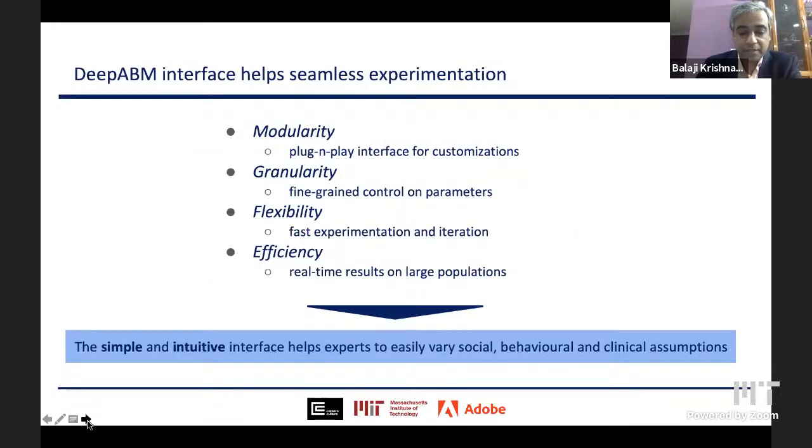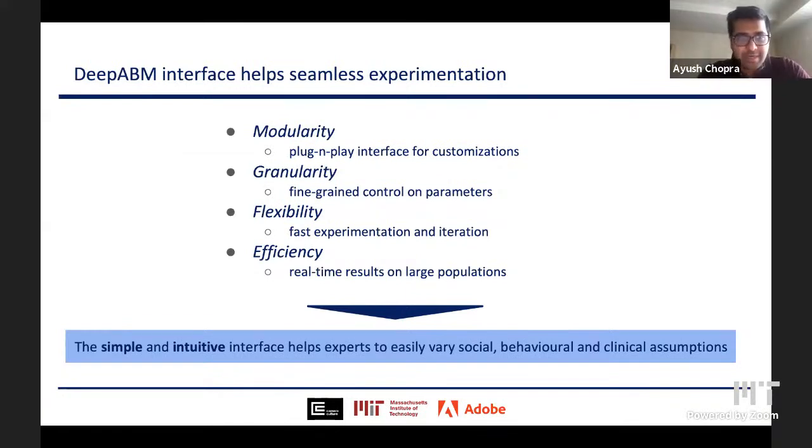Yeah, so I'm going to hand it over to Ayush, who can walk you through a demo of what our tool does, specifically for COVID-19, and then I can come back and wrap up. Ayush, you can start. Thank you, Balaji.